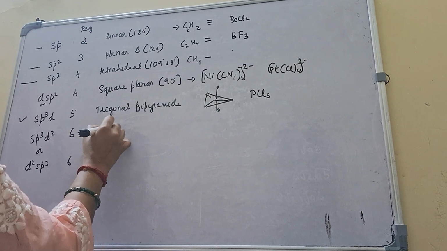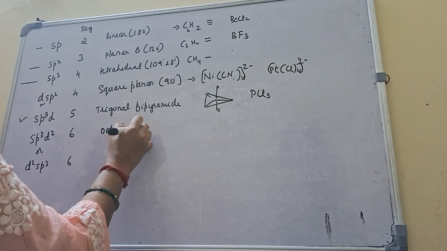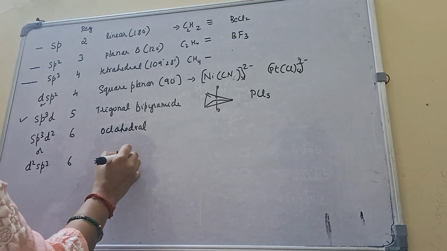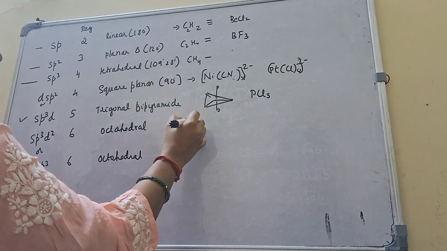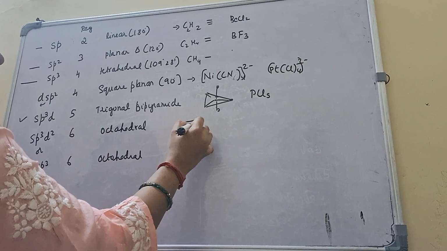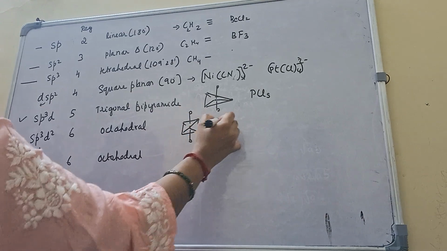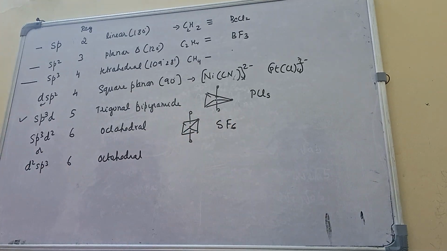Okay, and the shape is going to be octahedral. You know this already. If there are 6 regions of electron density, it is octahedral. So square here, like this, and one here, one here. SF6 is the example. This is what you will be knowing.